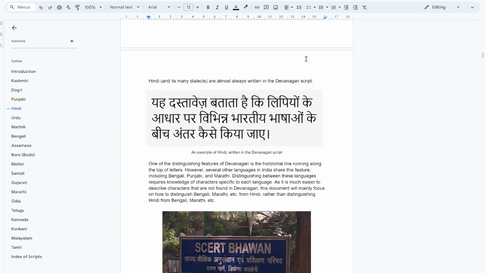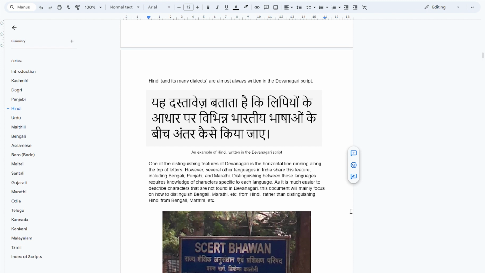Hindi and the many dialects of Hindi or other languages are almost always written in the Devanagari script. One of the distinguishing features of Devanagari is the horizontal line that runs across the top of the letters. That's a common feature amongst a lot of the northern languages of India. However, several other languages in India share this feature, including Bengali, Punjabi, and Marathi.